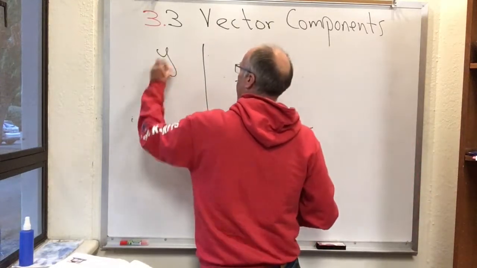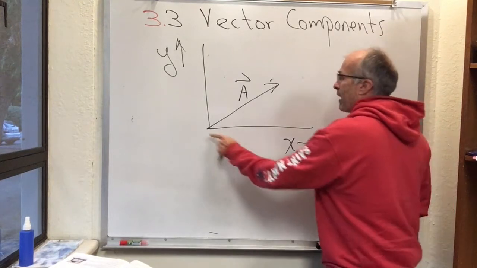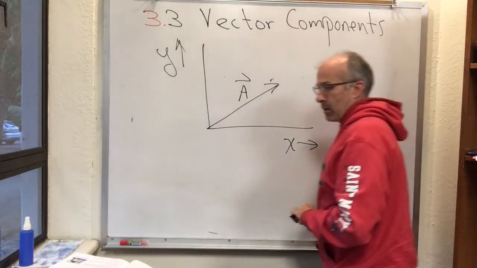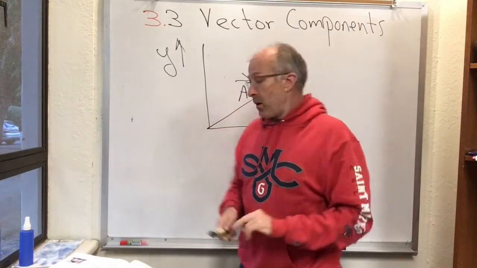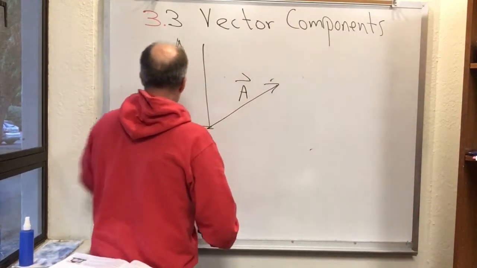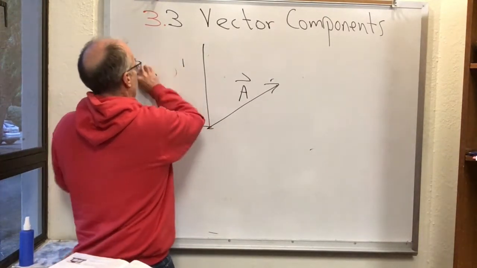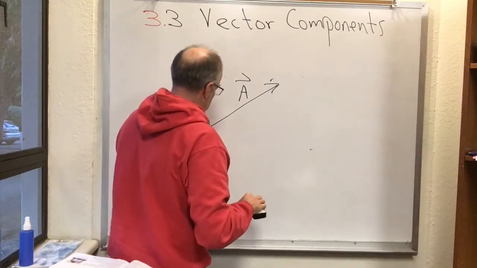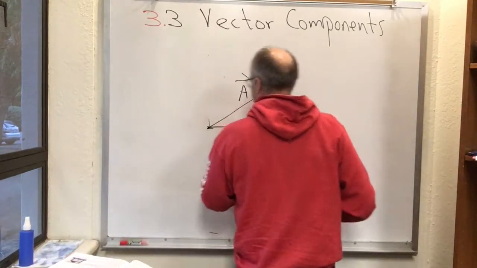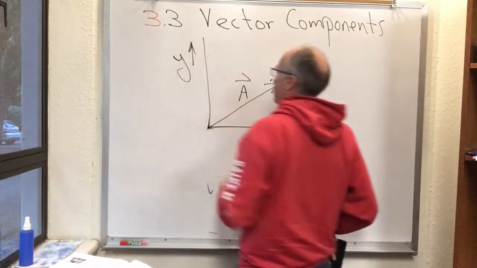The typical way to lay down a coordinate system on a blackboard or a whiteboard or a piece of paper is to have x going to the right and y going up. That's the standard way. Don't get too hung up on it. Sometimes it might be nice to have x going left. Sometimes it might be nice to have y going down. Don't get too hung up on it. It's standard, though, to have x going right and y going up.